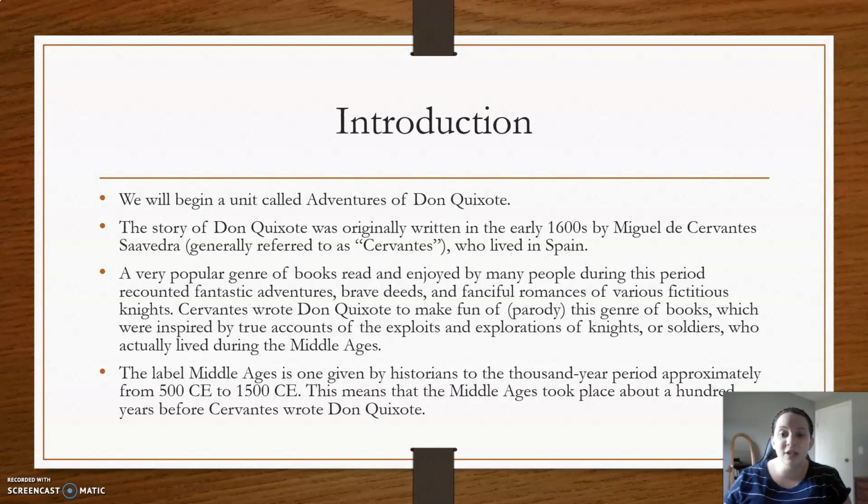The label Middle Ages is one given by historians to the 1,000-year period approximately from 500 CE to 1500 CE. This means that the Middle Ages took place about 100 years before Cervantes wrote Don Quixote.